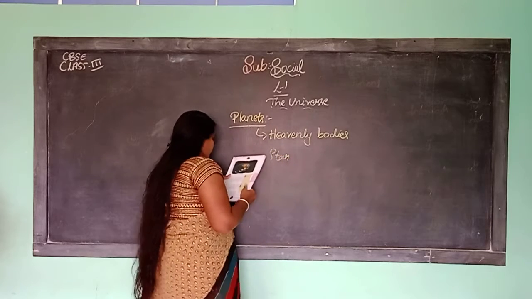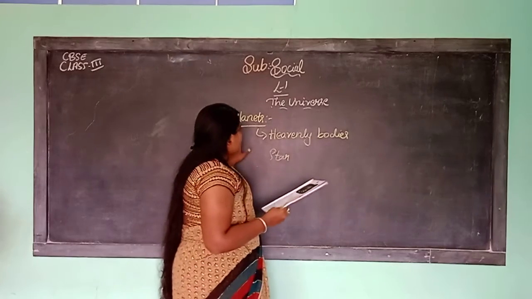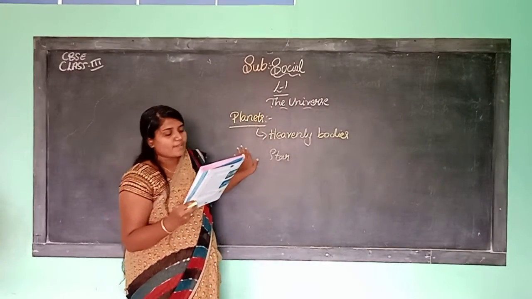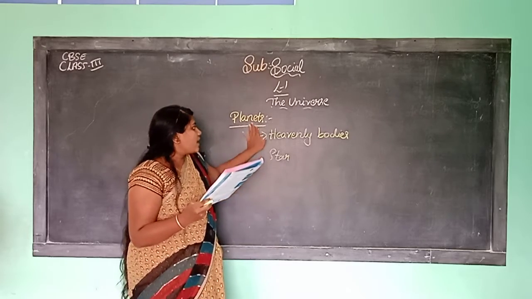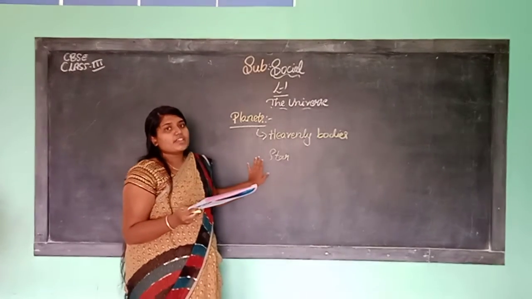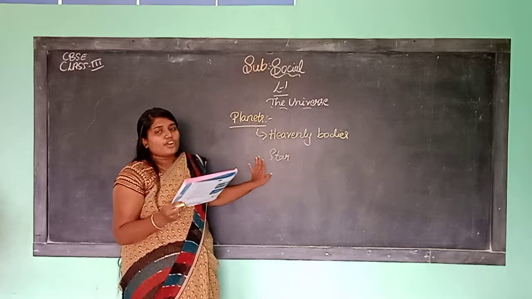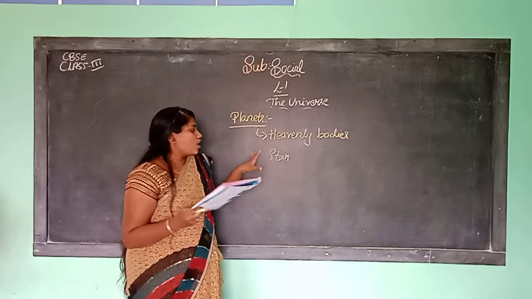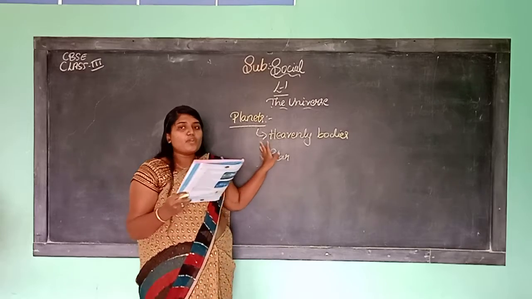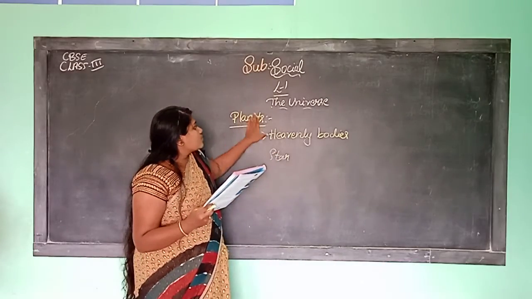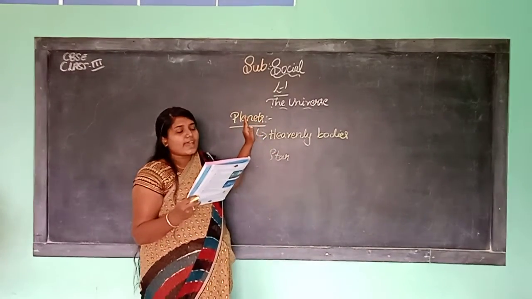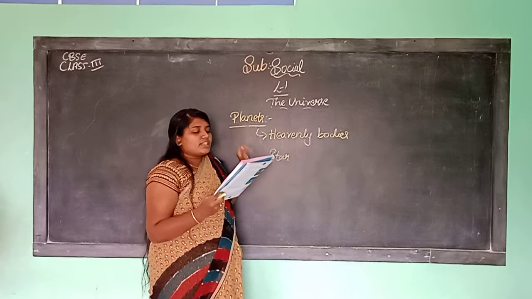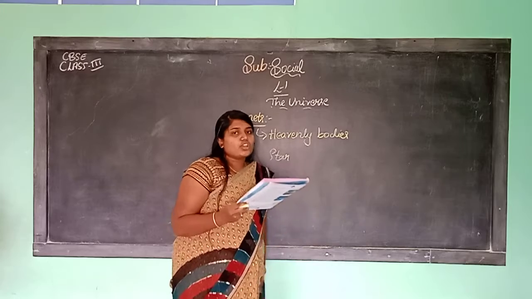Some planets are made up of what? Some are made up of rock and some are made up of gases. Rocks means stones. Big stones, small stones are rocks. So some are made up of gases and some are made up of rocks. Planets are the largest members of the solar system.